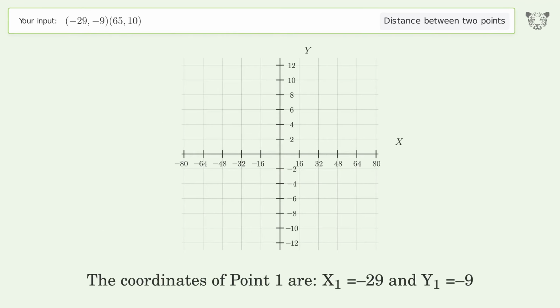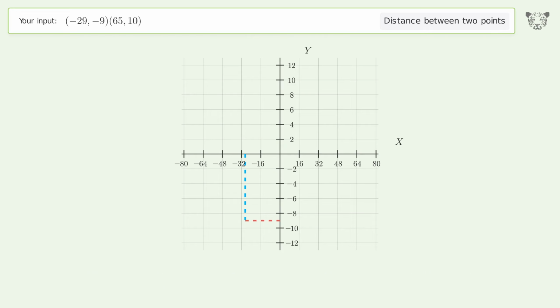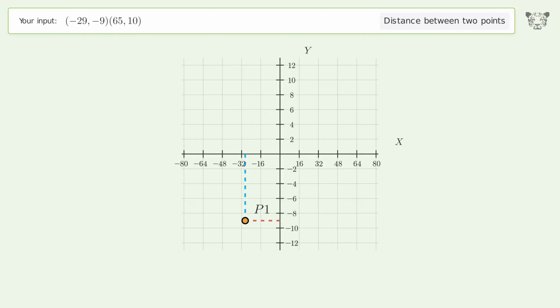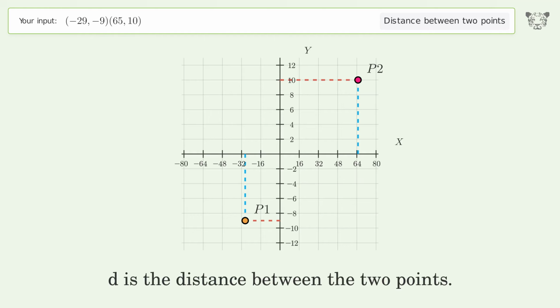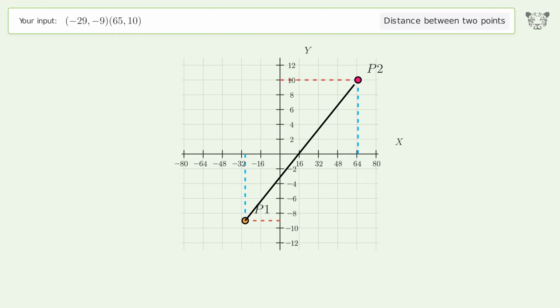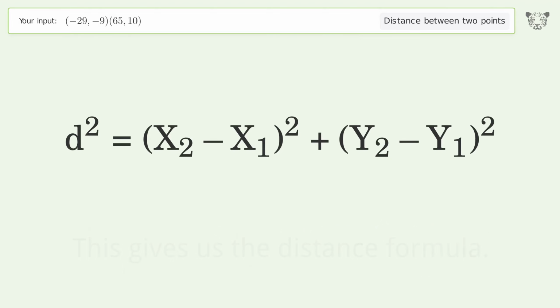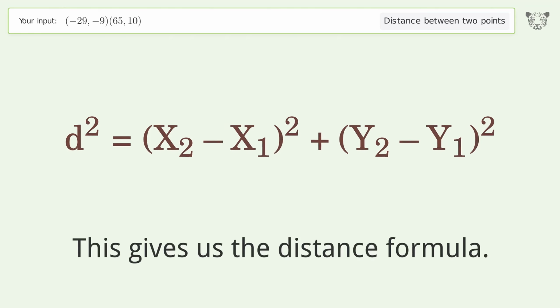The coordinates of point 1 are, x1 equals -29 and y1 equals -9. The coordinates of point 2 are, x2 equals 65 and y2 equals 10. D is the distance between the 2 points. First, take the square root of both sides of the Pythagorean theorem. This gives us the distance formula.